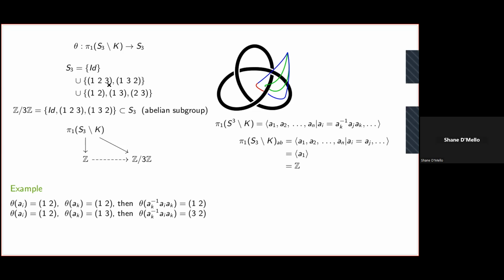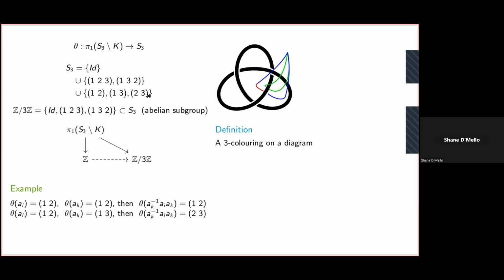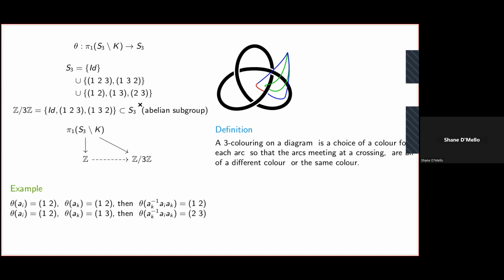So what happens is that we can make this definition, and instead of (1 2), (1 3), and (2 3), we can try to be a little fancy and call them red, blue, and green. And so we can make this definition that a 3 coloring on a diagram of a knot is a choice of color for each arc. So we choose red, blue, and green as say 3 colors, so that the arcs meeting at a crossing are all of a different color, or they're all of the same color.